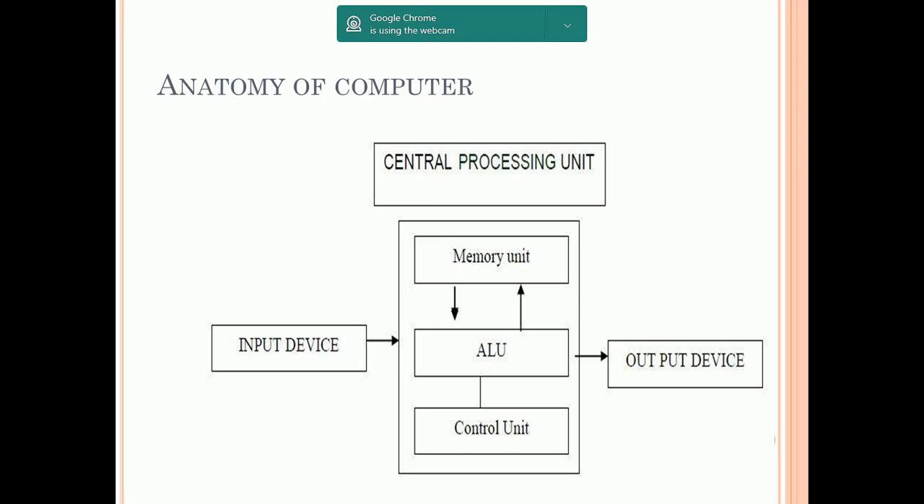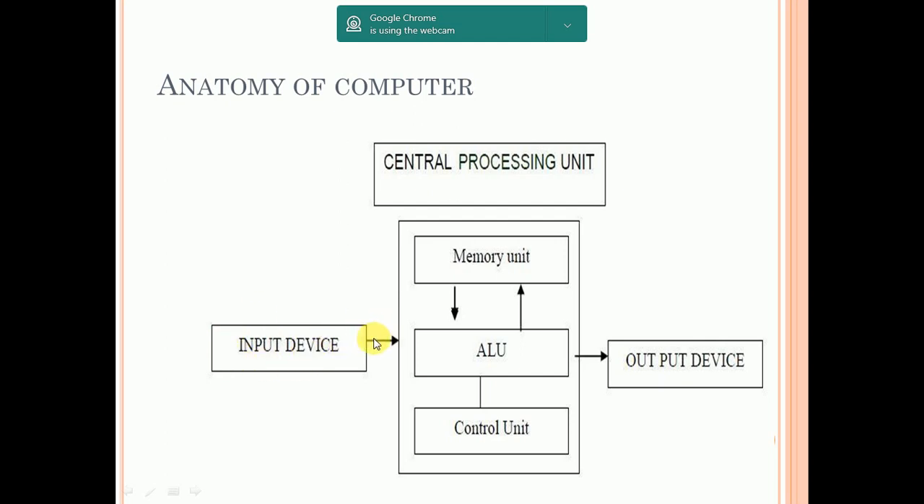This is the anatomy of a computer. This is how the central blocks look. So first, the data comes through the input device. Input devices like keyboard, mouse, microphone, or scanner. All these are input devices. So the data is given through an input device.